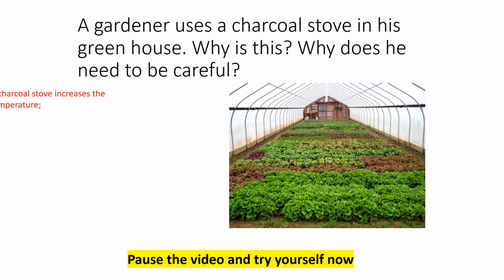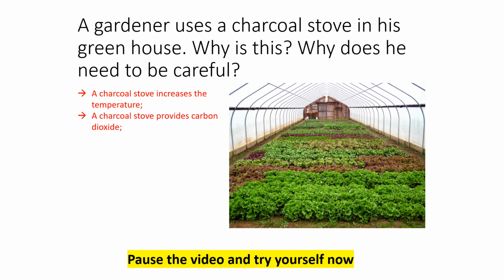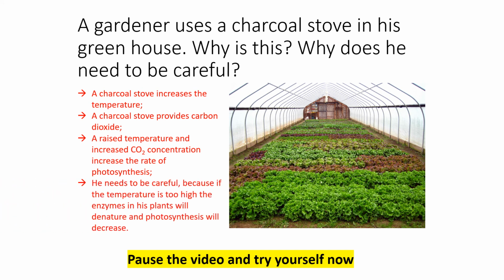Check your answer now. A charcoal stove increases the temperature. It also provides carbon dioxide. A raised temperature and increased carbon dioxide concentration increase the rate of photosynthesis. He needs to be careful because if the temperature is too high, the enzymes in his plants will denature and photosynthesis will be affected, meaning it will decrease.